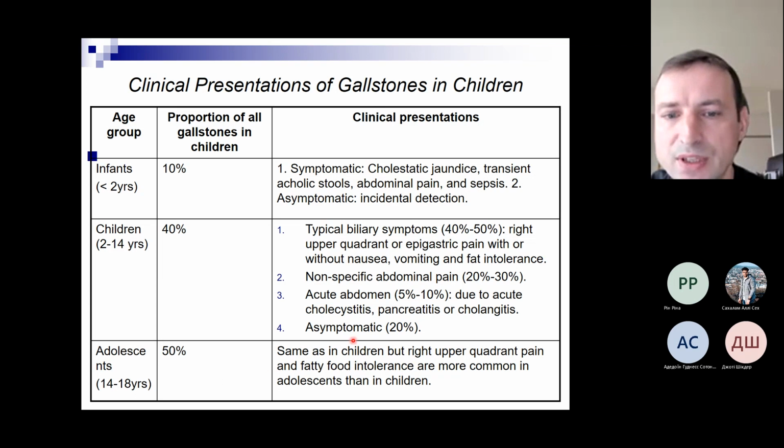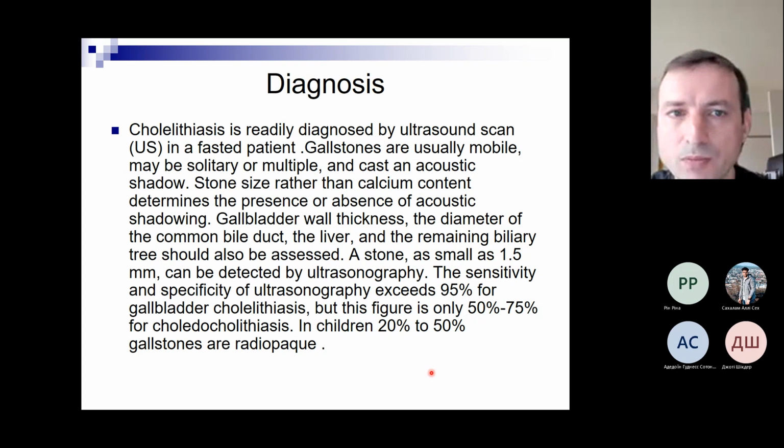the clinical presentation is the same as in children, but right upper quadrant pain and fatty food intolerance are more common than in children.